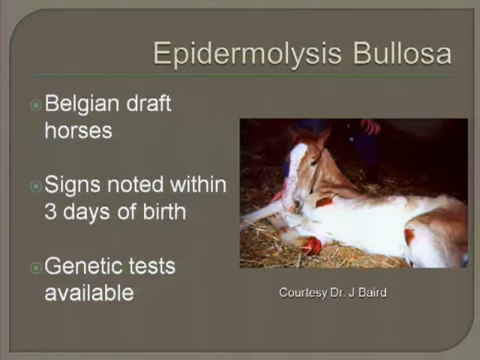Within 3 days, you're going to see ulcers that develop typically at the pressure points, so you can see them at the stifles, by the hoof, by the elbows. It's particularly a problem in Belgian draft horses. It is genetically mediated, so thankfully, there are genetic tests available through UC Davis. Unfortunately, with epidermolysis bullosa, there is no effective treatment.